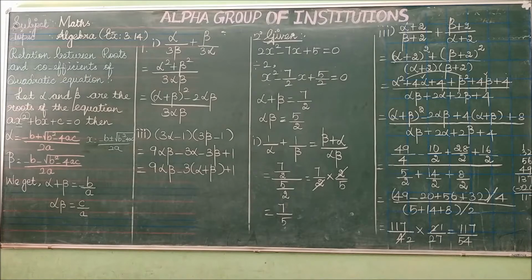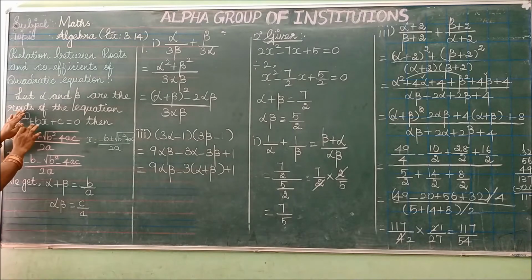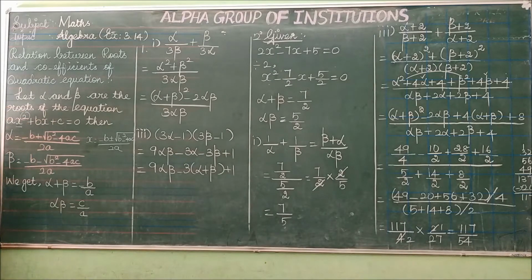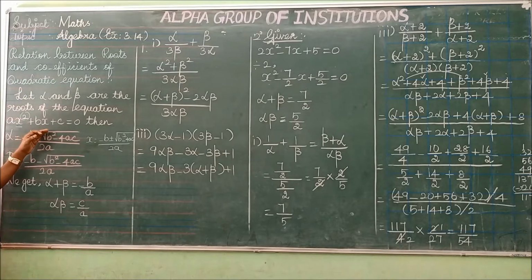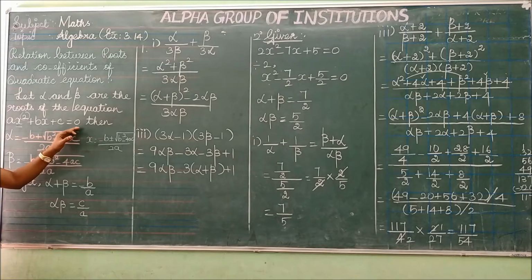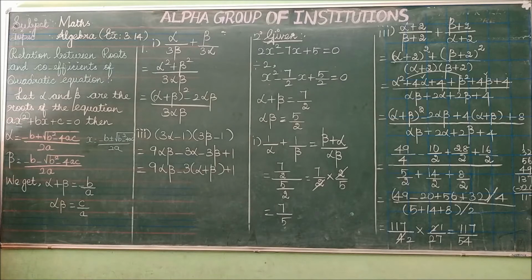A quadratic equation is of degree 2, while an equation of degree 1, like bx plus c, is called a linear equation. So listen, let alpha and beta be the roots of the equation ax squared plus bx plus c equal to 0. Then how do you find the relation between roots and coefficients?